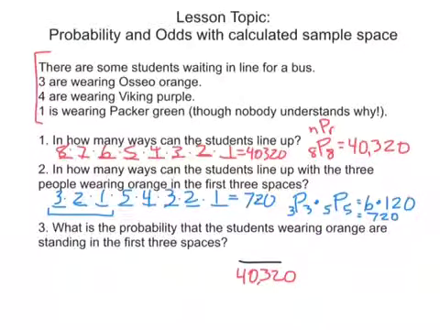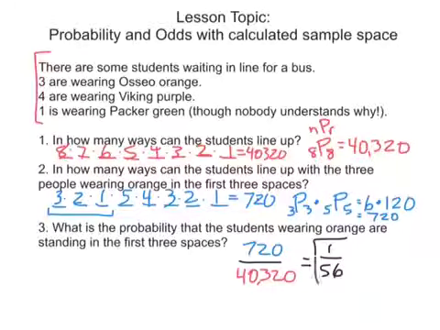Both of these ways work for both part 1 and part 2. So now we know there's 720 different ways that the first 3 spaces could be all people wearing orange and the rest of the spaces be people who are not wearing orange. So we have 720 that goes in the numerator of our fraction. It says, what is the probability that the students wearing orange are standing in the first 3 places? Well, there's 720 ways that can happen out of a total of 40,320 ways that those students can be standing in a line. If we want to simplify this fraction, it does simplify to 1 over 56.